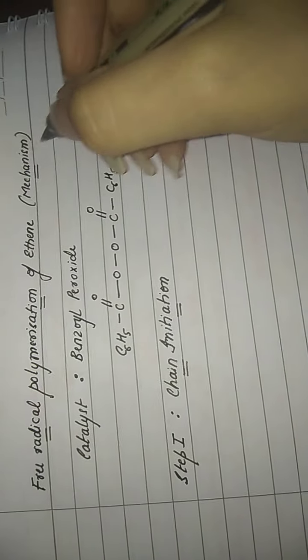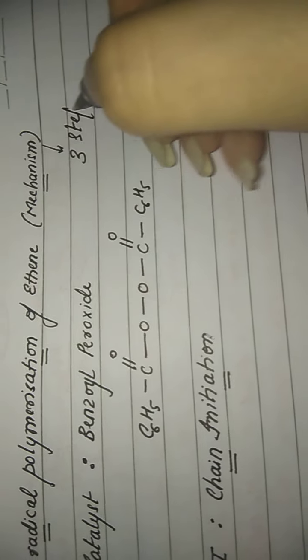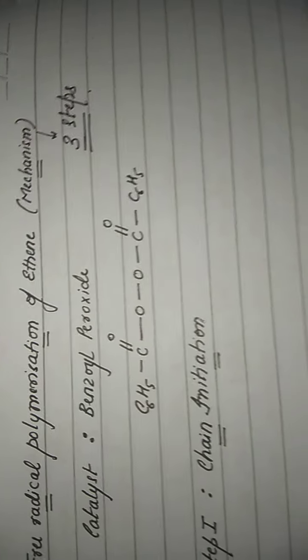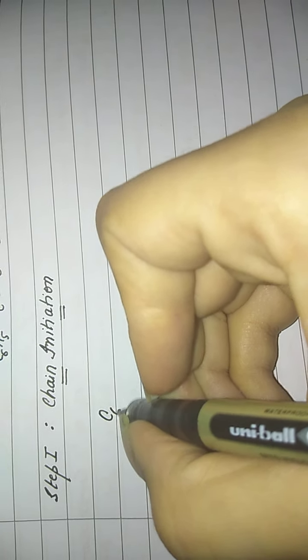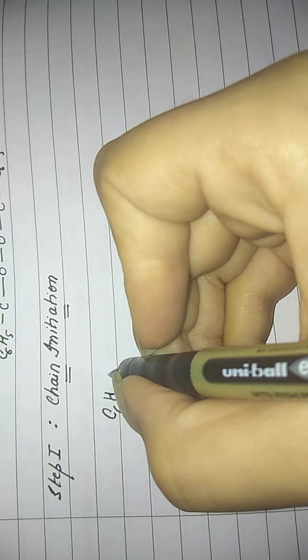This particular mechanism takes place in 3 steps. So we are going to do the mechanism stepwise. Step 1 is chain initiation. That means how the chain starts getting formed. First of all, let me make the structure of benzoyl peroxide once again.